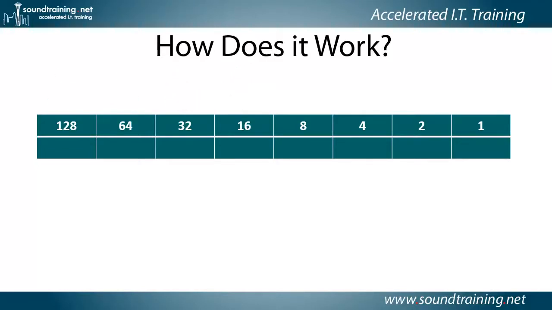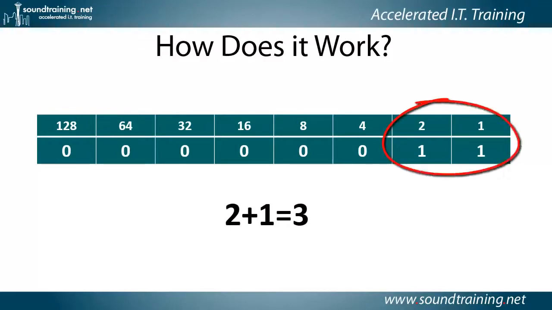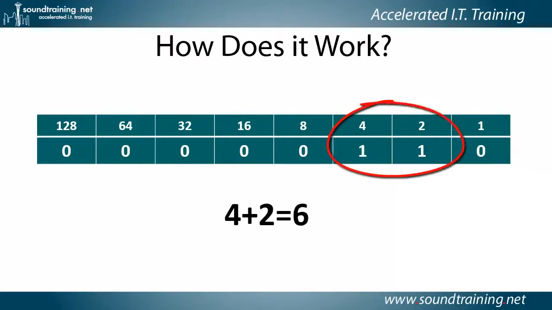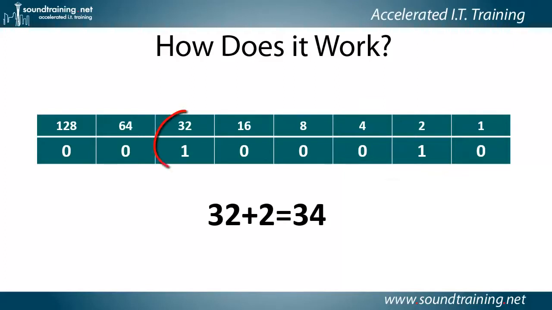And to determine the decimal value of the byte, we simply add up the decimal values of each of the bits that are turned on. So let's take a look at an example. Here the 2-bit and the 1-bit are turned on. We simply add 2 plus 1, and we get a byte value of 3. So the decimal value of this entire byte is 3 because the 1-bit and the 2-bit are the only bits that are turned on. Here's another example. In this case, the 4-bit and the 2-bit are turned on. We add those together, 4 plus 2 equals 6, so the decimal value of the byte is 6. And one final example. In this case, the 32-bit and the 2-bit are turned on. 32 plus 2 equals 34, and that is the decimal value of this byte.